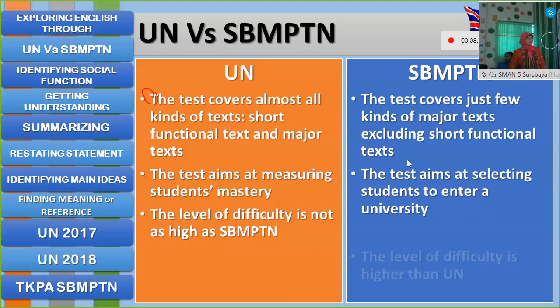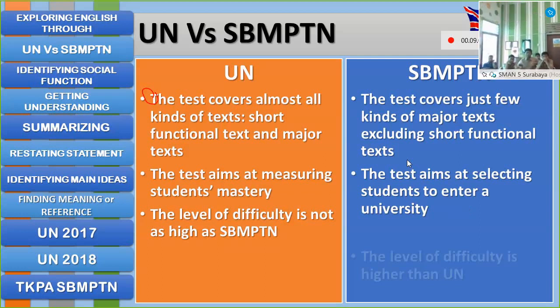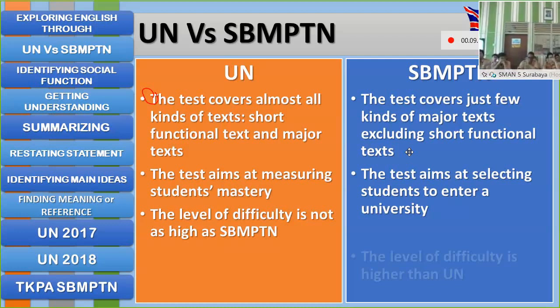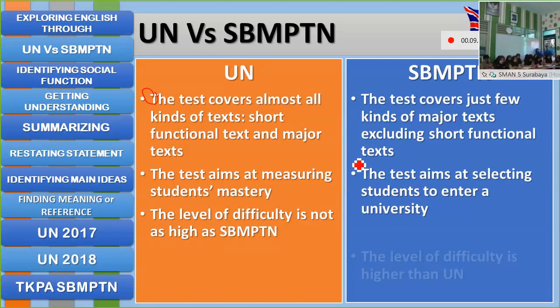The second is the aim, or the purpose, the objective of the test itself. The UN is meant for measuring students' mastery of English during their study at senior high school, while the SBMPTN is meant to select students to enter a certain university.